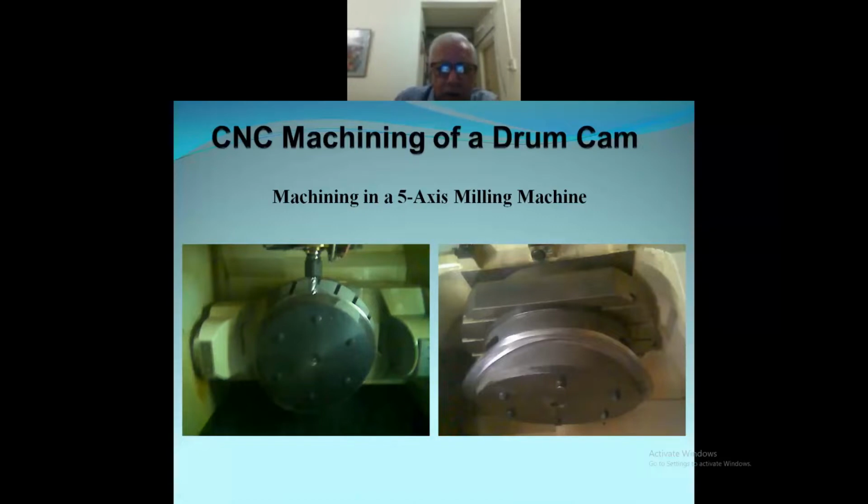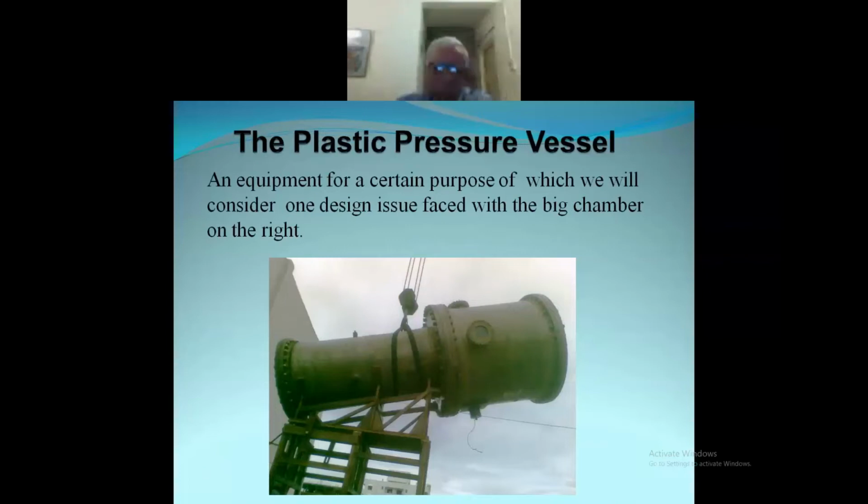Now I am going from metal to non-metal. Here is one piece of equipment about which I am not going to give any detail because of confidentiality. We are going to concentrate only on this portion, which is nothing but a chamber. This chamber is a cylindrical body. There is a cover on this side, and a cover on this side.